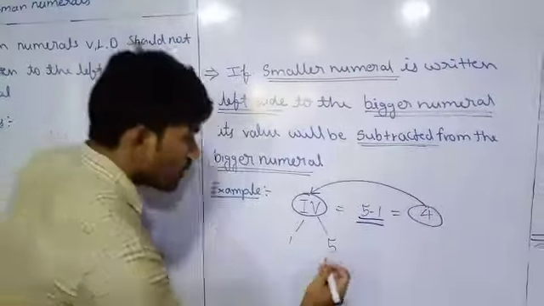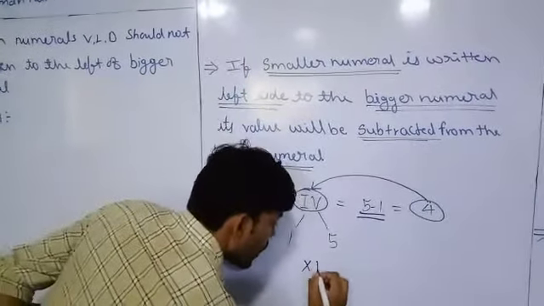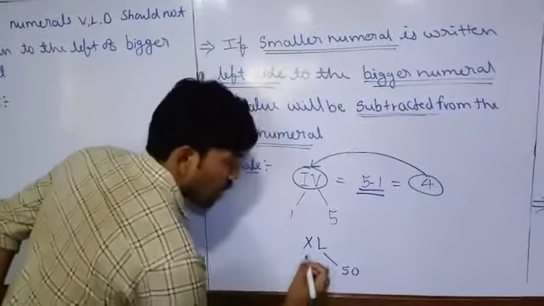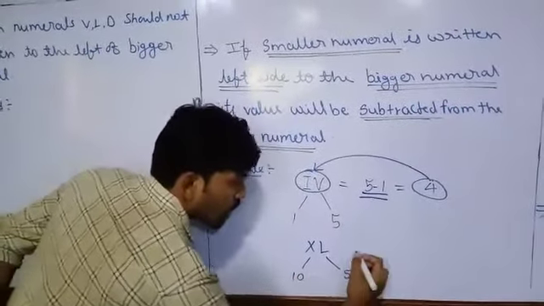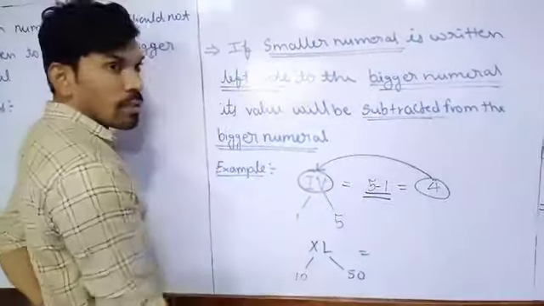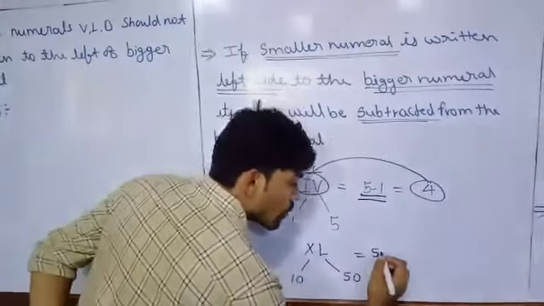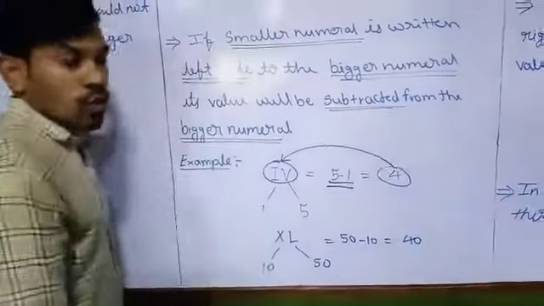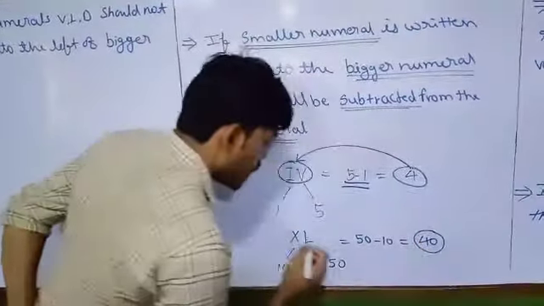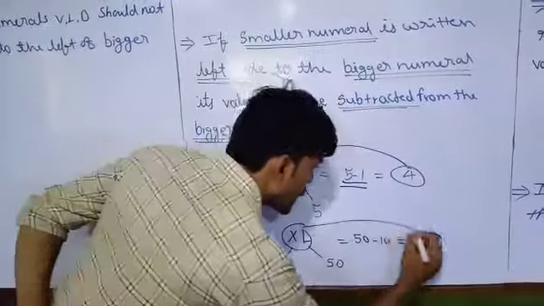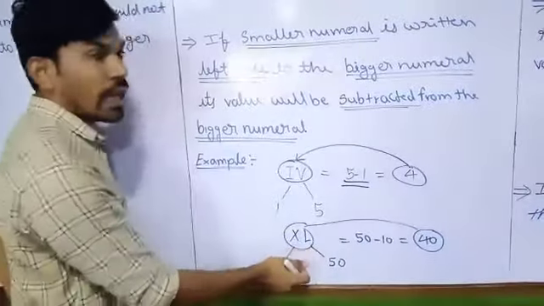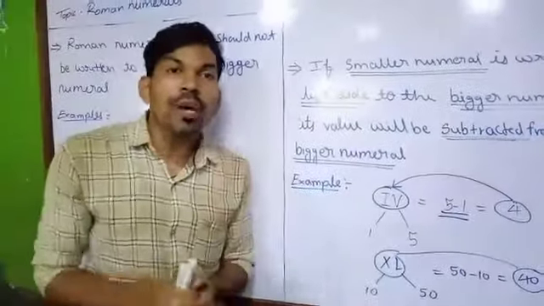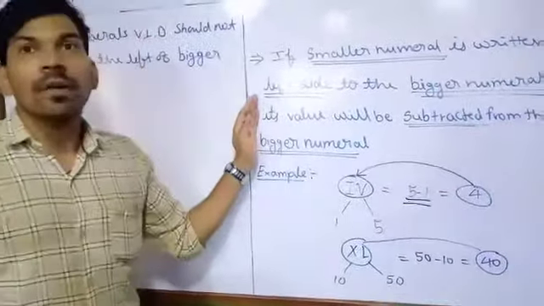Take another one, X, L. L stands for 50, X stands for 10. Again the smaller is to the left of the bigger one, so do the subtraction. 50 minus 10, you get the answer 40. So for 40, what is the Roman numeral? That is XL. In that way we have to form the other Roman numerals using this principle.